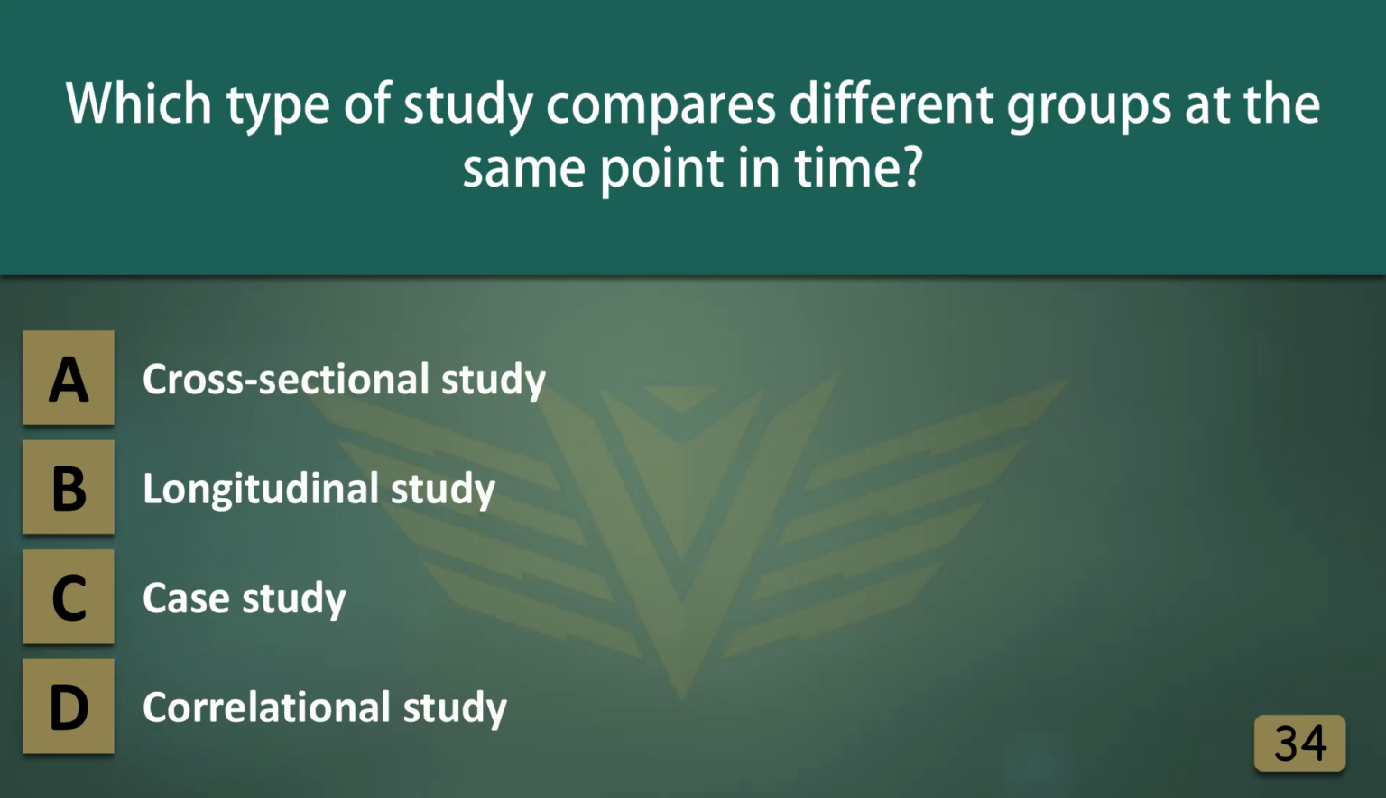A. Cross-sectional study. B. Longitudinal study. C. Case study. D. Correlational study. The correct answer is A. Cross-sectional study. A cross-sectional study compares different groups at the same point in time, often used to examine the prevalence of a characteristic or behavior in a population.